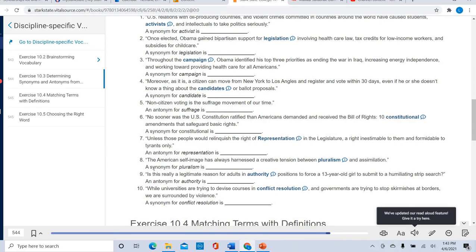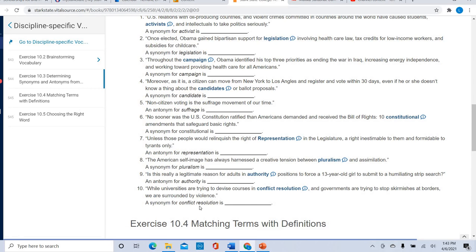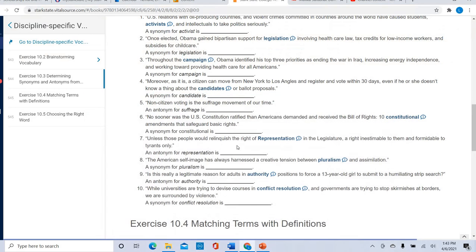So just pay attention. 8 is synonym, 9 is antonym, and 10 is synonym. So really pay attention to what it's asking you, synonym or antonym. Okay. So you're going to do the rest of part A there, either doing a synonym or antonym for the word that is in bold.